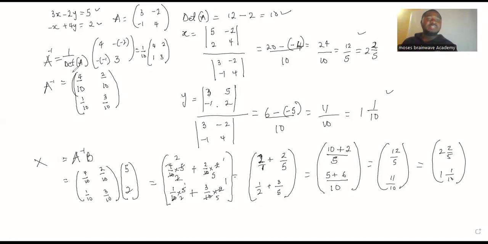Now, remember, if the determinant of the matrix is 0, then you cannot have the inverse, right? So if you have the determinant of any matrix to be equal to 0, then that matrix is said to be what? Singular. So that matrix is said to be singular.